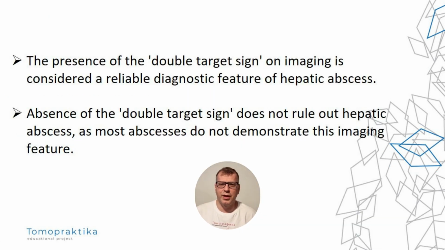So let's sum it up. The double target sign is a reliable criterion suggesting that the liver lesion is an abscess. If we don't see it, we cannot rule the diagnosis out. And as always, CT findings must be interpreted in the context of the clinical picture.